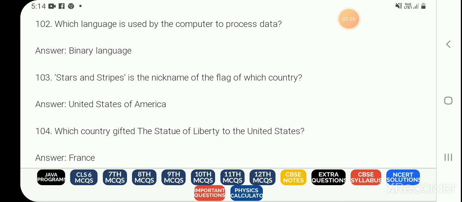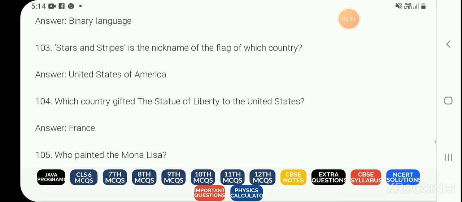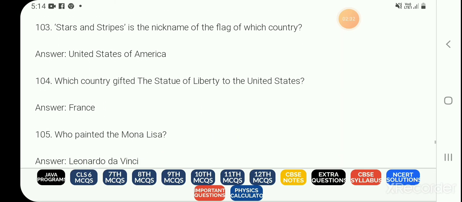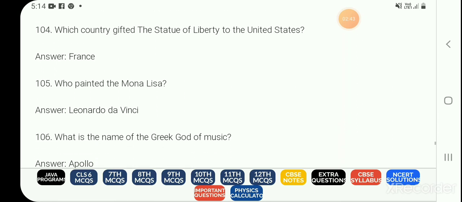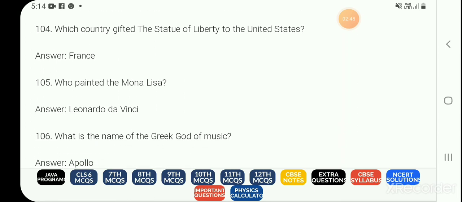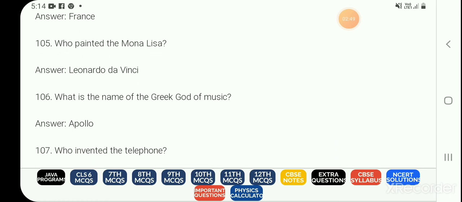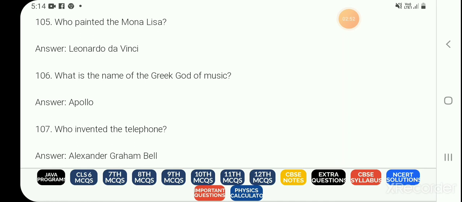Which language is used by the computer to process data? Binary language. Stars and Stripes is the nickname of the flag of which country? United States of America. Which country gifted the Statue of Liberty to the United States? France. Who painted the Mona Lisa?